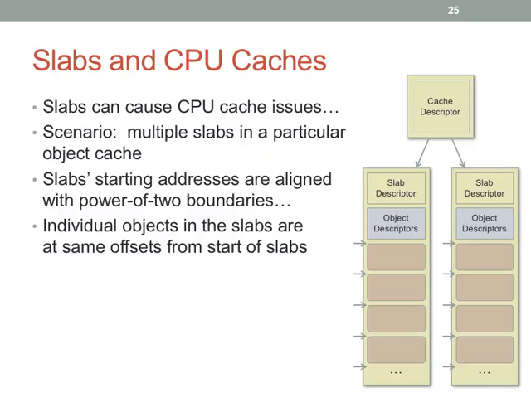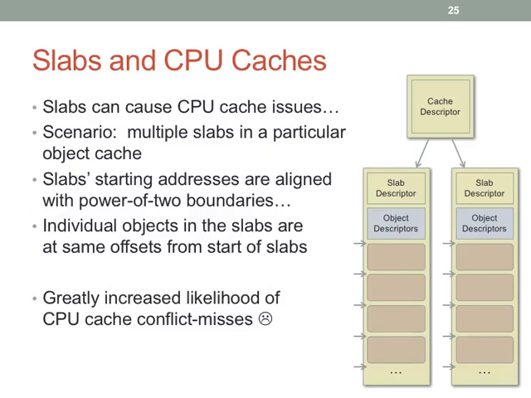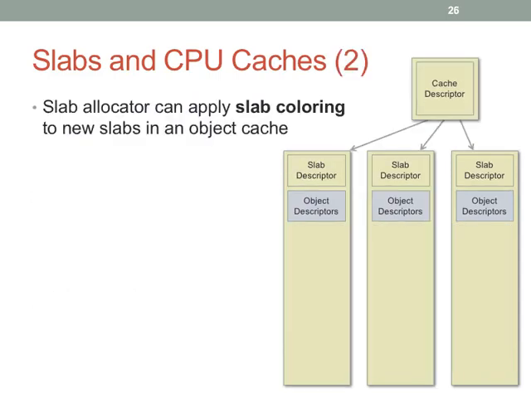Okay, so I talked about that. Slab addresses start on power of 2 boundaries, so that tends to be a problem. So conflict misses. There is a technique called slab coloring, and basically what it involves is offsetting the start of the objects in each slab by just some little amount. And you vary this across different slabs in the cache, and that becomes the slab's color. It's weird because the color is a number, it's not a real color.